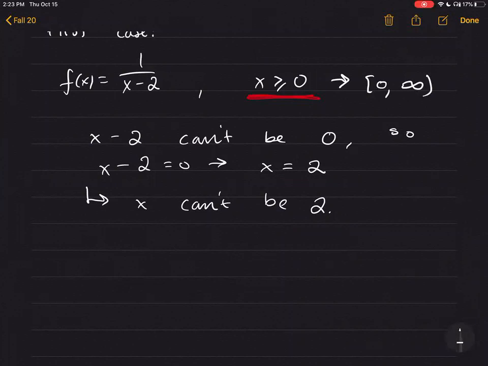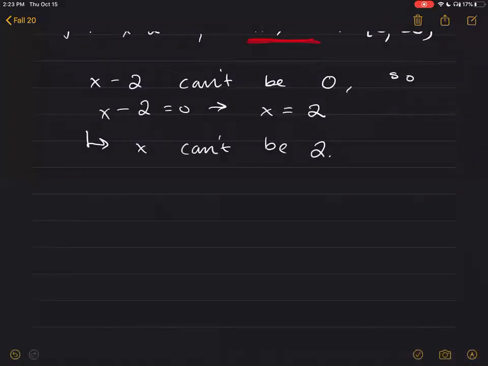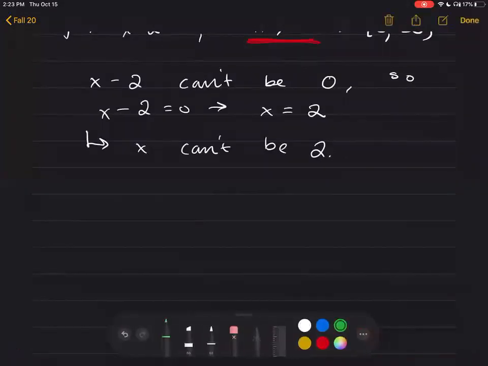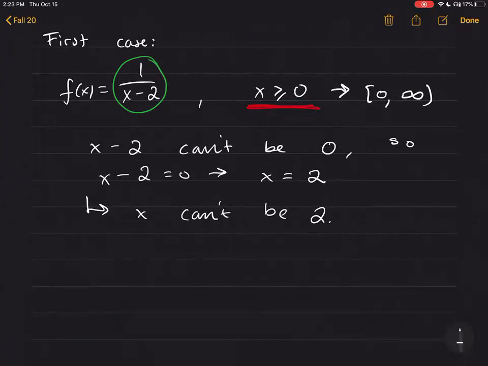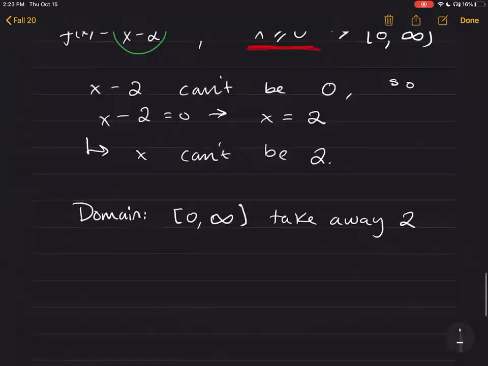but we know that the domain of this piece right here is everything except 2. The domain will be what we started with originally, so 0 to infinity, take away 2, because then we'd be dividing by 0. So we don't want 2 in there. So we get 0 to 2, union 2 to infinity.